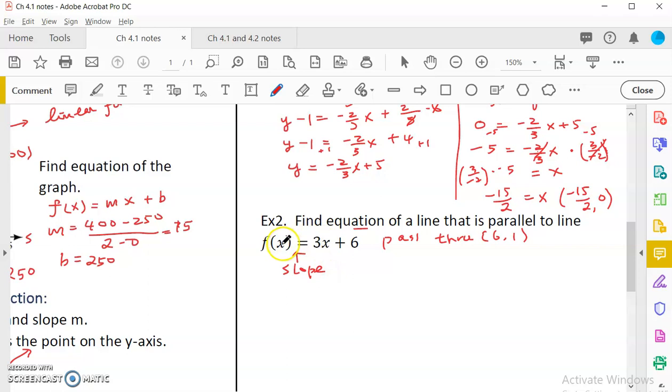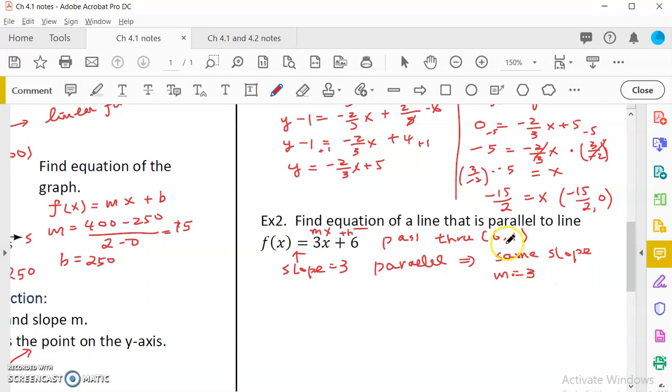In y equals mx plus b form, whenever you see the m, this line's slope is negative 2 over 3. When I say it's parallel, I want another line that is parallel to this. That means same slope. Parallel means same slope. So I want another line that has the same slope, which means m is also equal to negative 2 over 3.